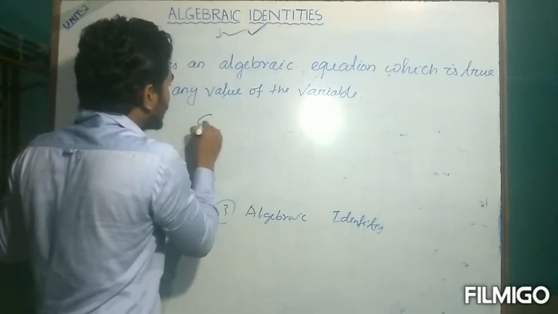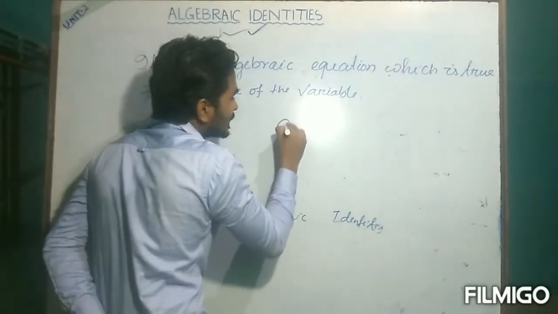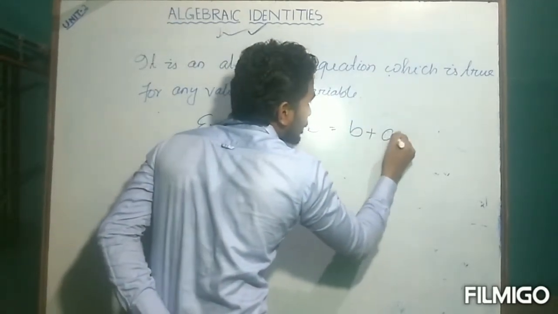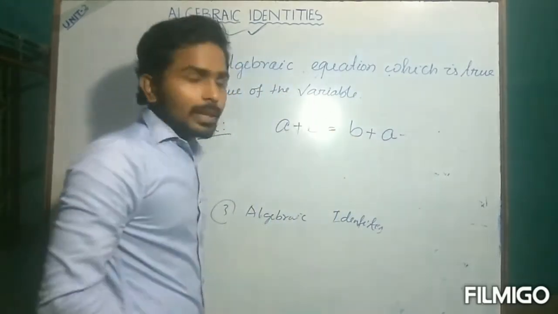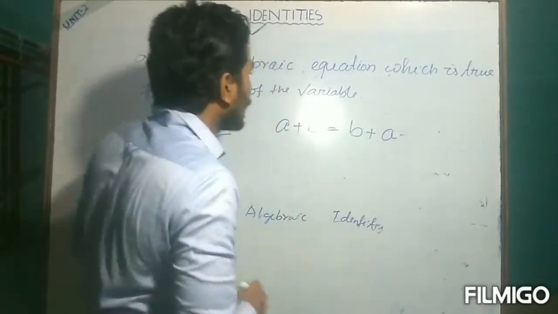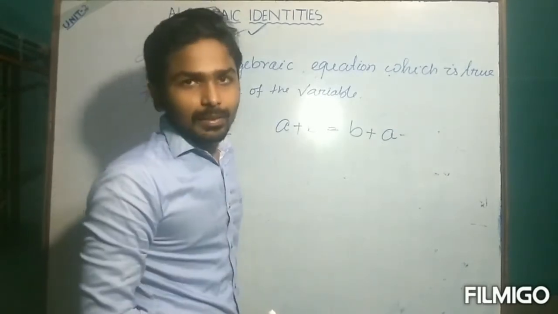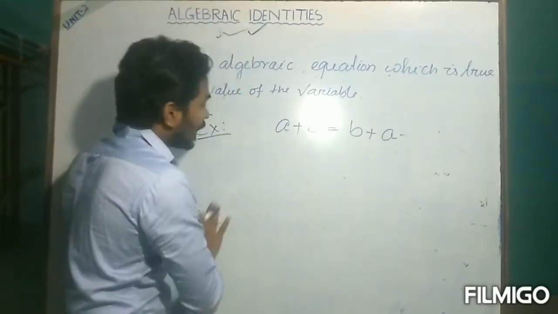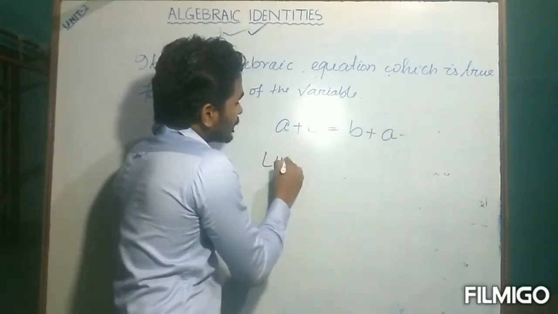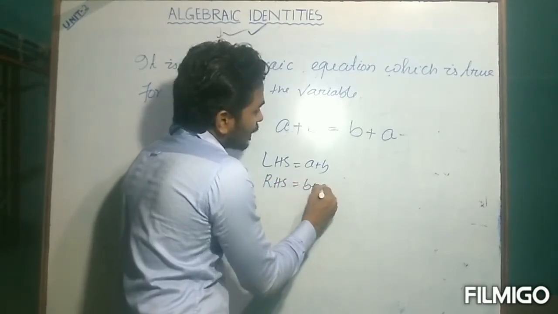Let us define it. Suppose I am taking an example. If there is an algebraic expression a plus b is equal to b plus a, is it an equation or not? Yes, it is an equation because there is an equality symbol. Clear? Now we have to determine whether it is an algebraic identity or not. Here we have two variables in LHS and RHS. LHS is a plus b and RHS is b plus a.